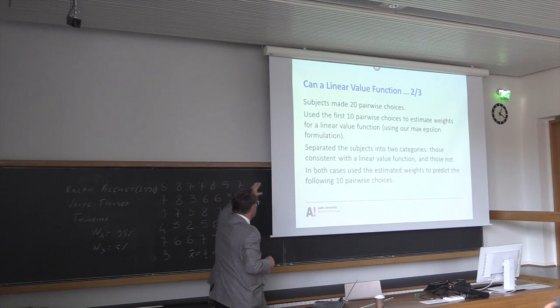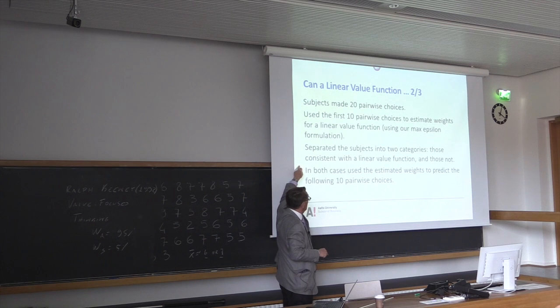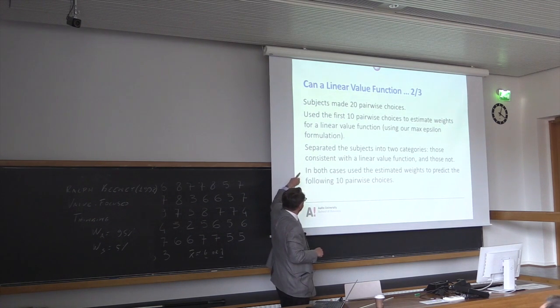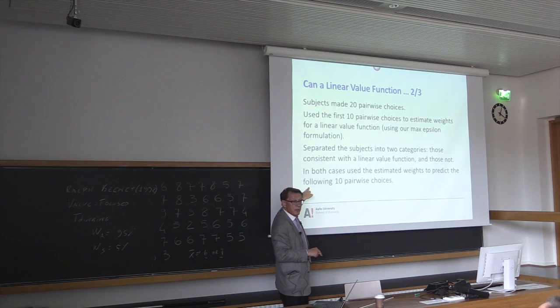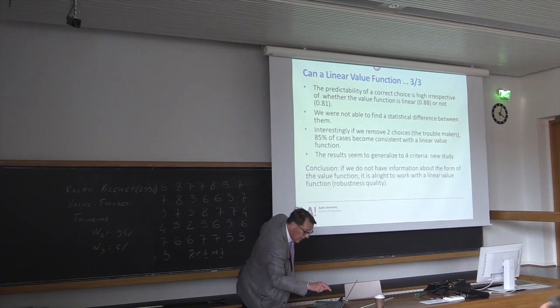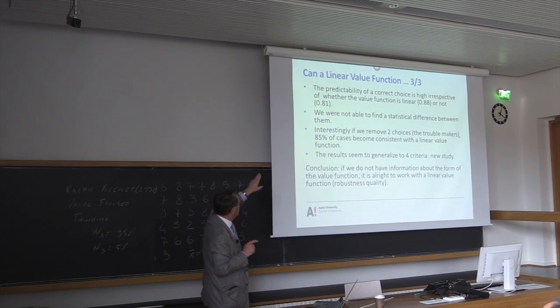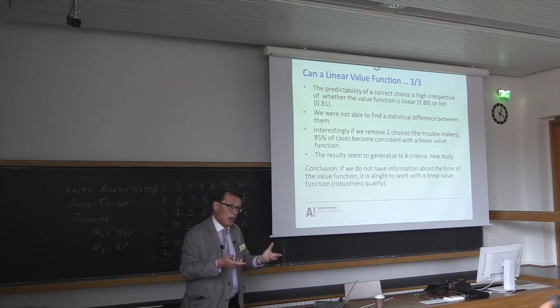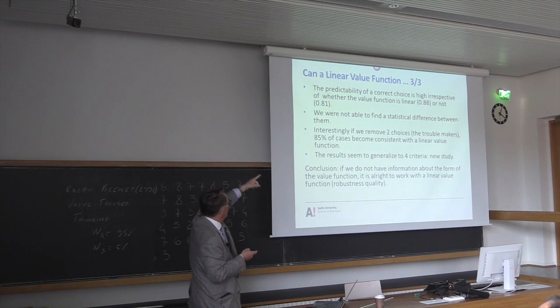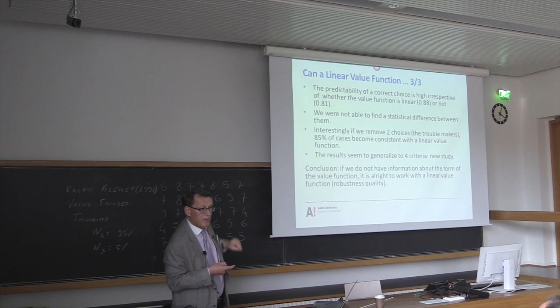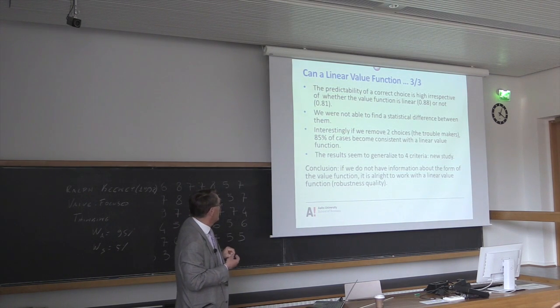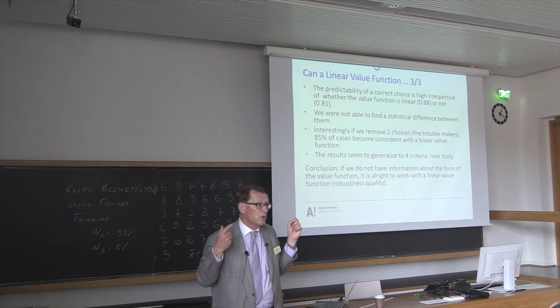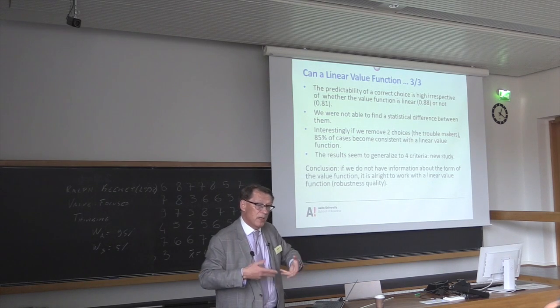And then we separated the subjects in two categories, those consistent with the linear value function, those not. And in both cases, we used the estimated weights to predict the following 10 pairwise comparisons. And we were a little bit surprised about the result, namely that the predictability of a correct choice is high, irrespective of whether the value function is linear or not. So with a rather high 0.8–0.9 probability, it works. And we statistically tested the difference, and we were not able to find a statistical difference. So even though people would violate the linear value function, it's still all right to use it, because there's a certain degree of robustness.